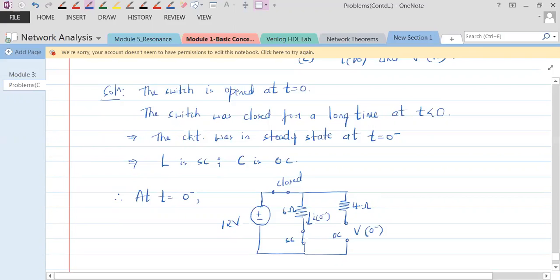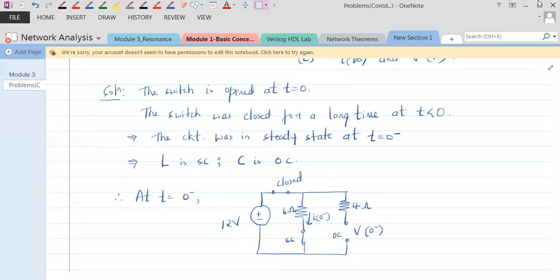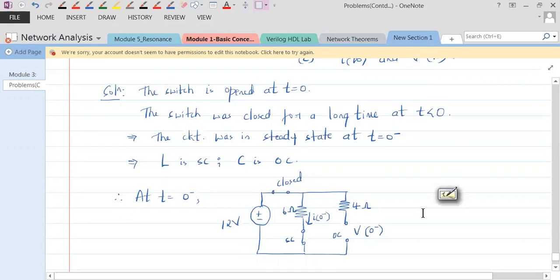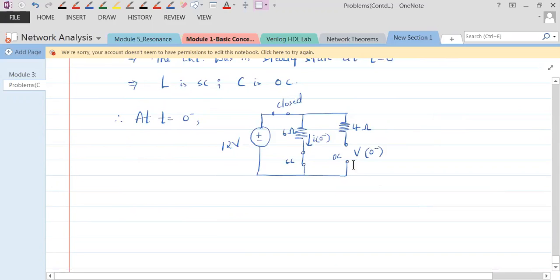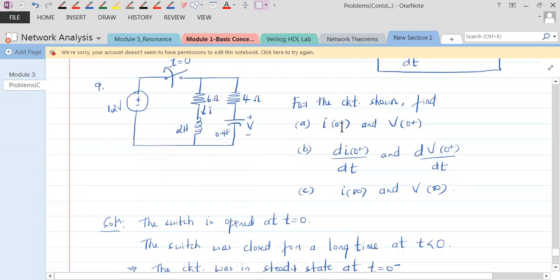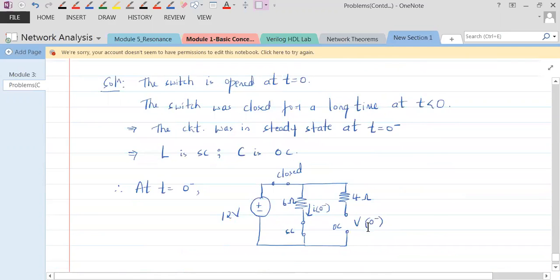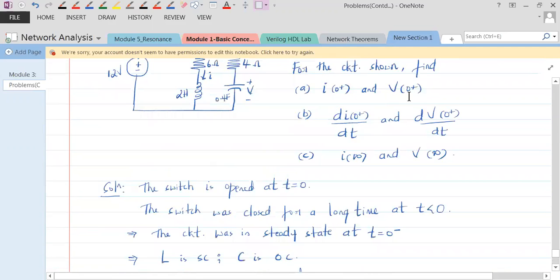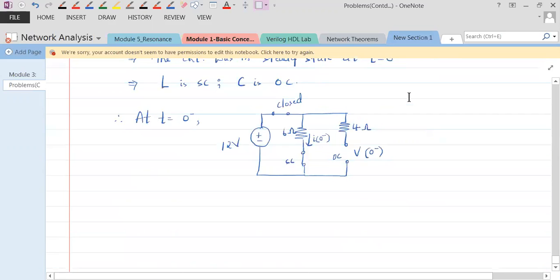Is that understood, everybody? Now, can you apply KVL or KCL? You do whatever, but get me those two parameters, I of 0 minus and V of 0 minus. How are I of 0 minus and V of 0 minus helpful? Because if you find I of 0 minus, that is our I of 0 plus. If you find V of 0 minus, that is our V of 0 plus. Understand that? Okay, so let's go with it.